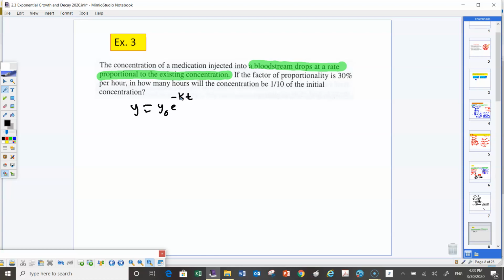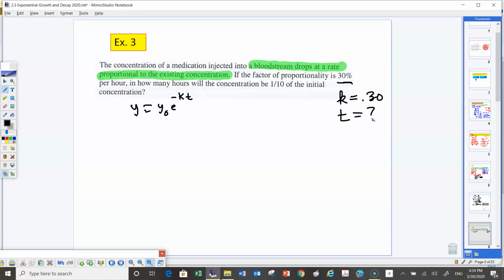So if we take a look at the remaining part of the question, it says if the factor of proportionality is 30% per hour, so this is my factor of proportionality, which is my constant k. So k we know is 0.30. In how many hours, so we're looking for the time, will the concentration be 1/10 of the initial concentration? So the final amount is going to be 1/10 of the initial amount.